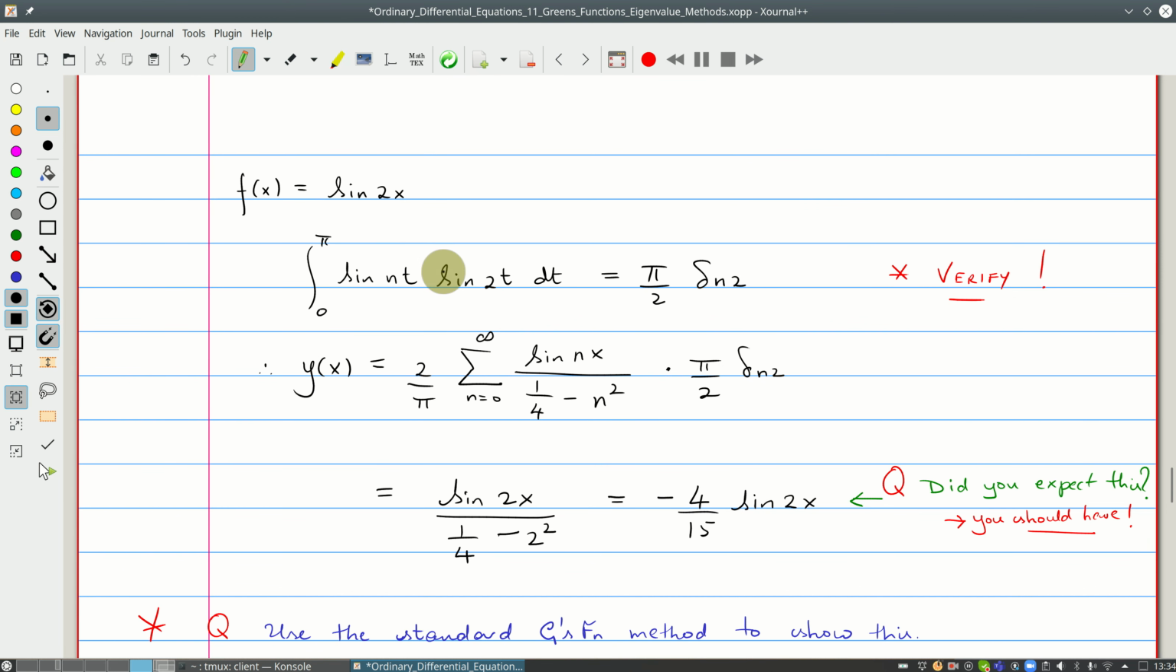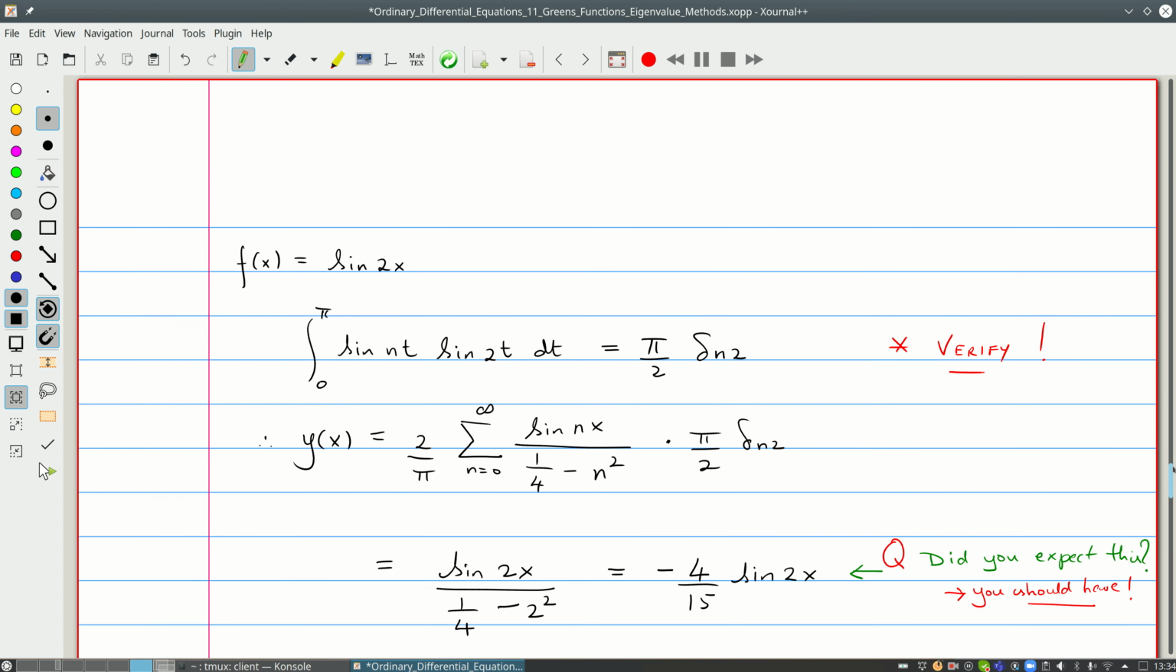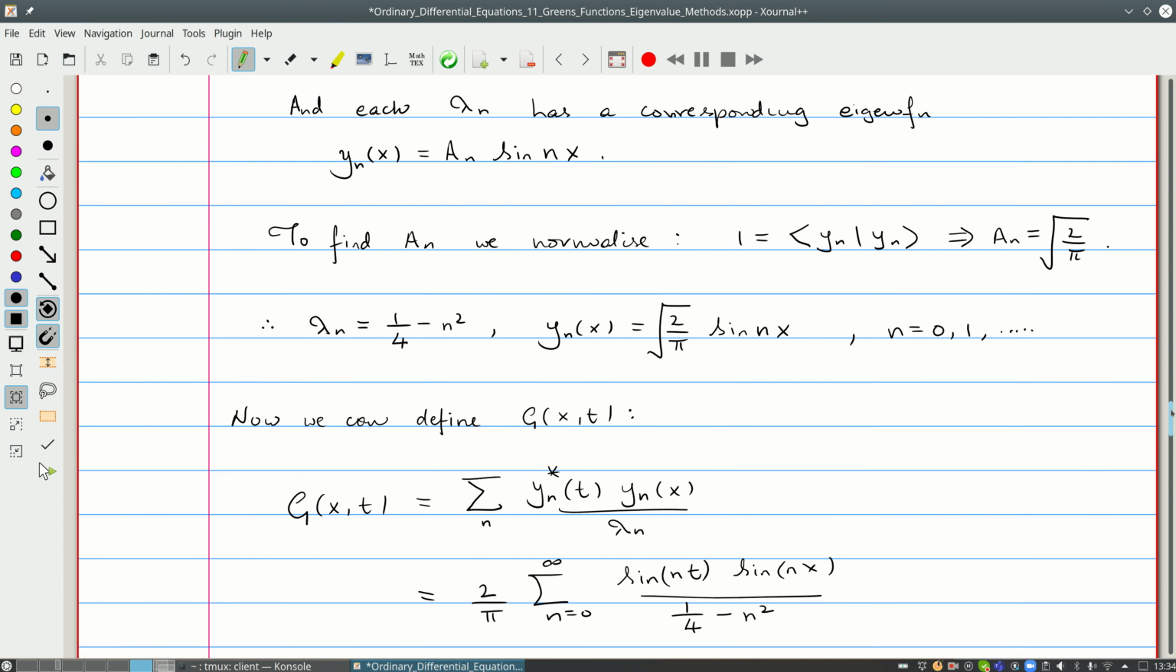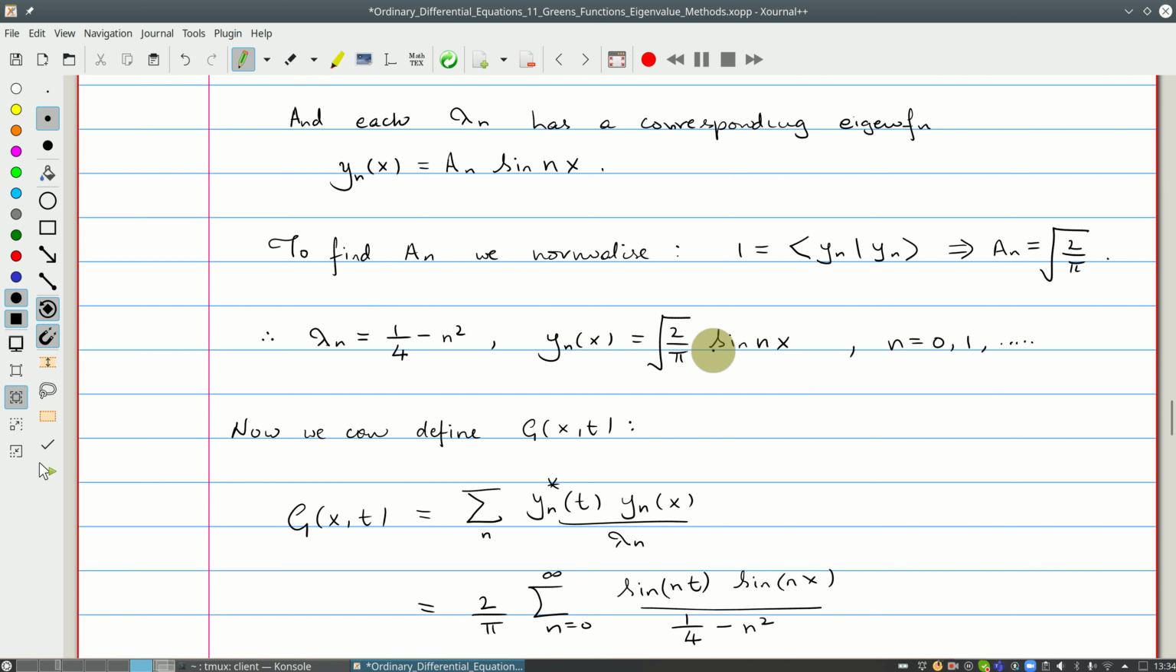So for the case f of x is sine of 2x. Now sine of 2x, if you look at this here, the eigenfunctions of this operator are of the form sine of nx. So sine of 2x is an eigenfunction. It's not normalized, but it is proportional to an eigenfunction. It's proportional to y2.